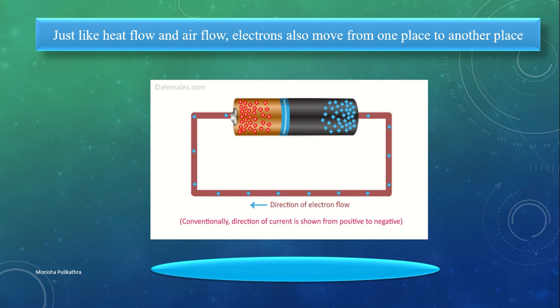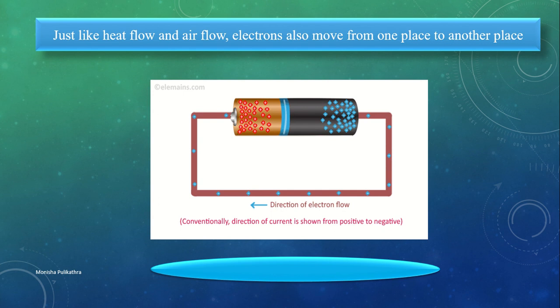Just like heat flow and air flow, electrons also move from one place to another place. We know that airflow is caused due to temperature and pressure difference, and heat transfer takes place by conduction, convection and radiation. Then how are these electrons moving? We know that current is obtained only by the movement of charges. Then how exactly are the electrons moving? What is the factor which makes the electrons move?